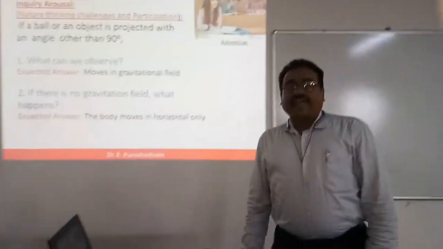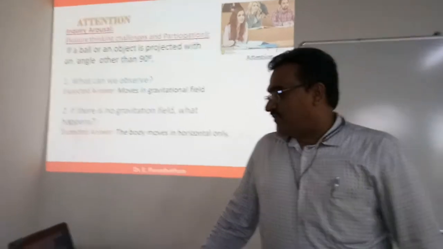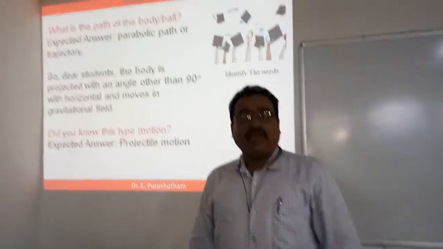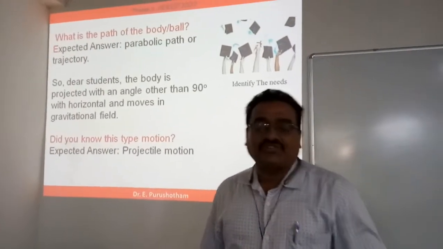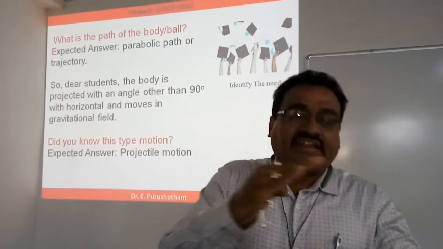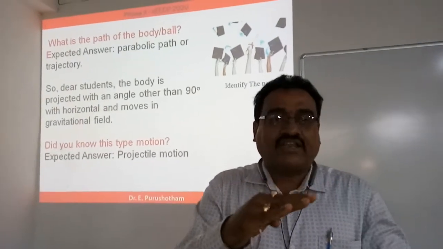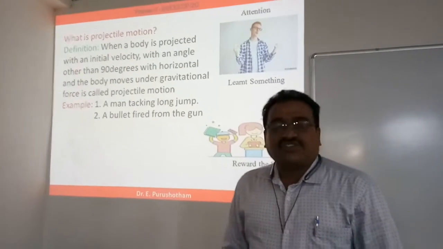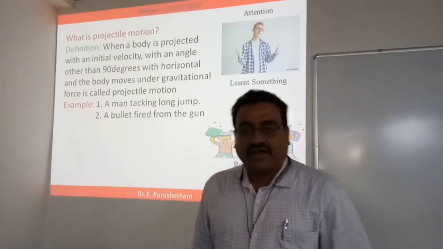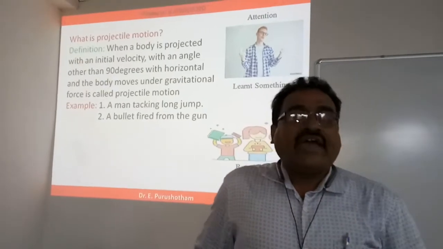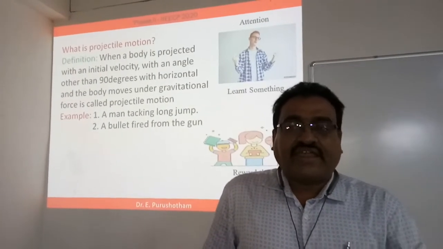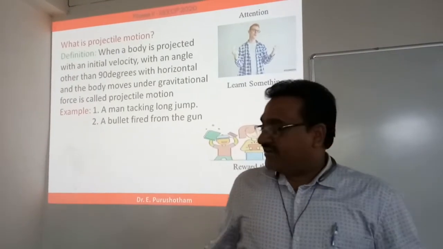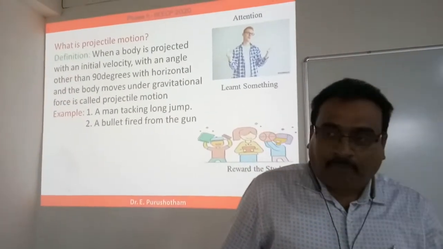First of all, I am going to take the attention of the students. What can we observe in this process? If a body or an object is projected with a certain velocity and a certain angle other than the horizontal, what happens? Let us observe. What is the definition of a projectile? A body or an object projected with a certain velocity and a certain angle, the body is moving under the gravitational field in a trajectory, that is a parabolic path.